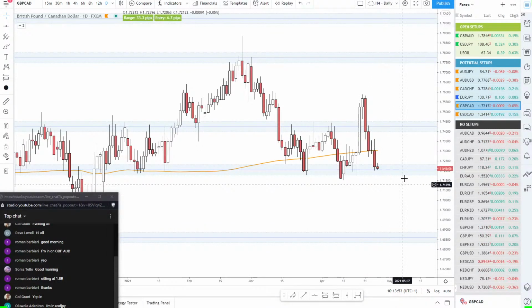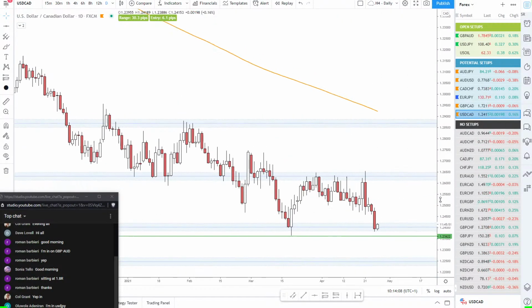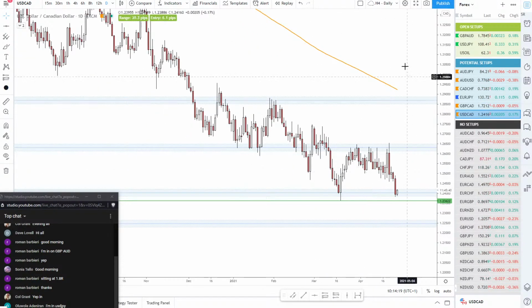GBPCAD, just waiting for price to stall out on top of support. If it stalls out on top of support, we could be looking for a long. Like I explained, I'm not crazy about this setup, guys, but I'll keep an eye on it. And finally, USD CAD, just stalling out on top of support. There are two options here. If it continues to stall out, we could be looking at a reversal. If it pushes down hard, we could be looking at continuation. So I'm going to keep both options open here.